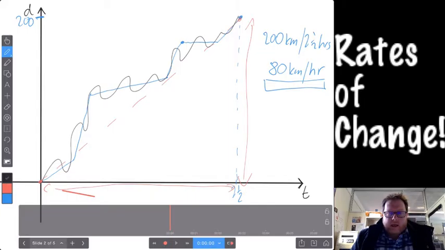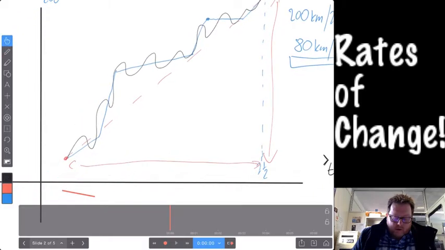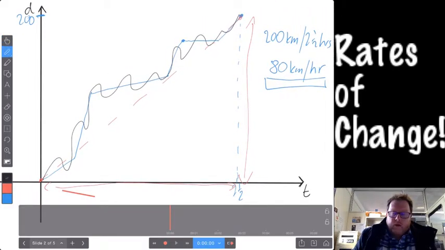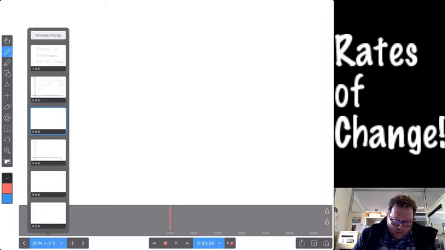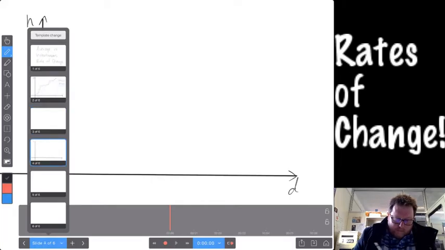So I guess that's what we need to do in this unit: look at how I take a graph and work out the rate of change, that's the gradient, at any particular point, rather than looking at averages across the whole distance. So let's have a look at a different example. I'll just grab my second example here.